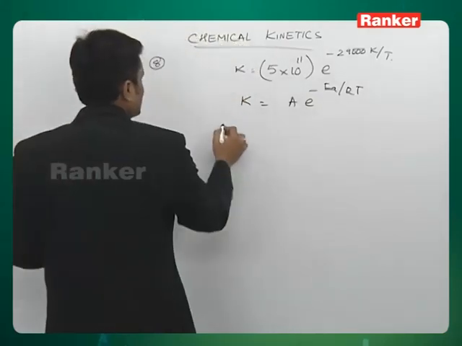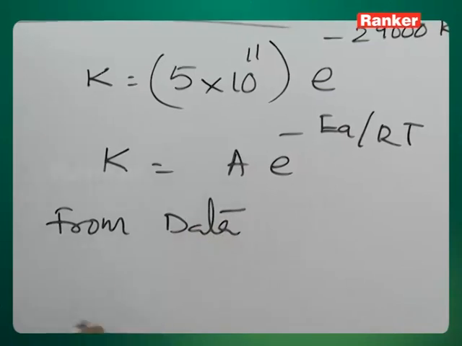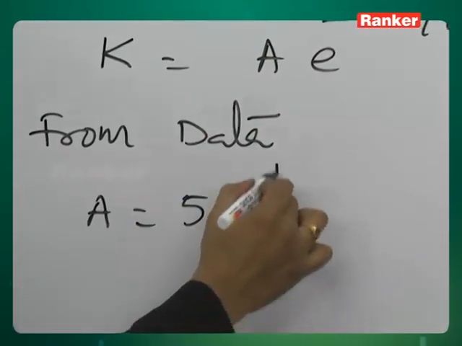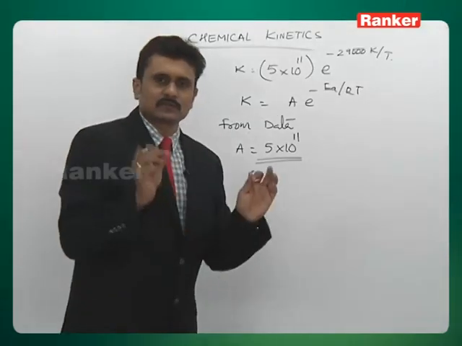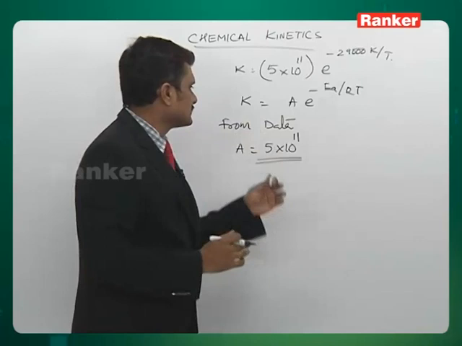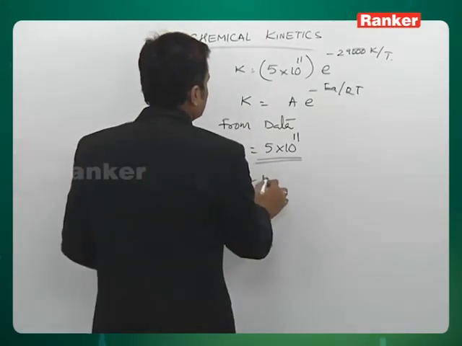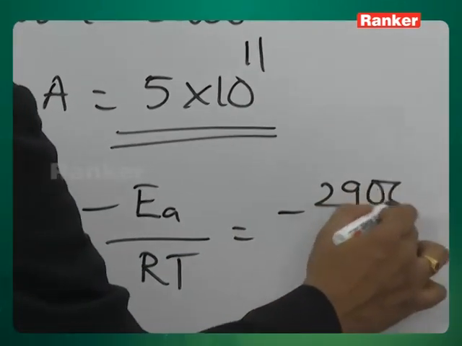You can see from the data, it's clearly indicative that A is this many collisions taking place in 1 second per unit volume, which is nothing but the definition of this A. And when you map these two, you know that −Ea/RT is equal to −29,000 K/T.